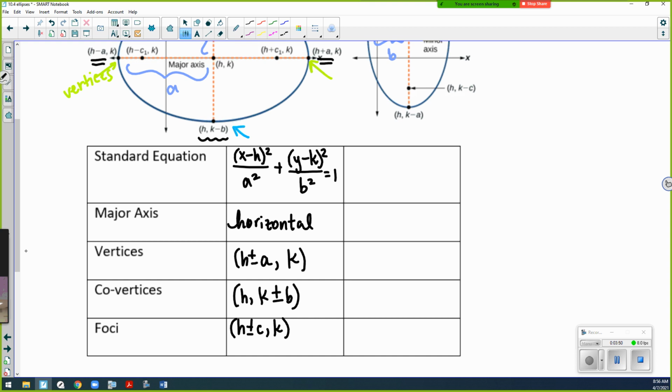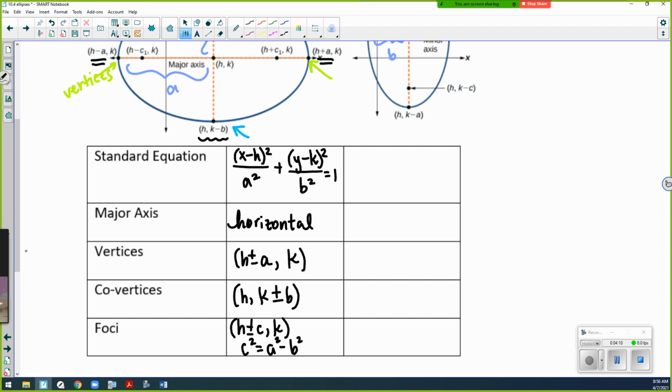And then to find c, we have to remember this special relationship. c squared is equal to a squared minus b squared. And honestly, I just had to look in my notes. I forget how those are related, so I have it written down, and I'll always have it there to refer back to. So c squared will be equal to a squared minus b squared.